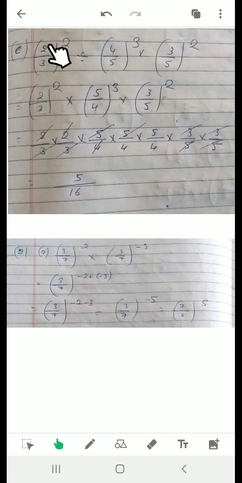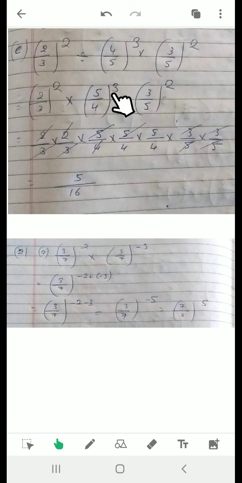Option E. The question is 2 upon 3 power 2 divided by 4 upon 5 power 3 multiply by 3 upon 5 power 2. Here first of all I converted this division into multiplication, because if we apply BODMAS, first of all we will solve the division. So this division will be converted into multiplication. Then you know, as you have done in the chapter rational numbers, if division is converted into multiplication, then the next number will be reciprocal. So this 4 upon 5 will be 5 upon 4 power 3.